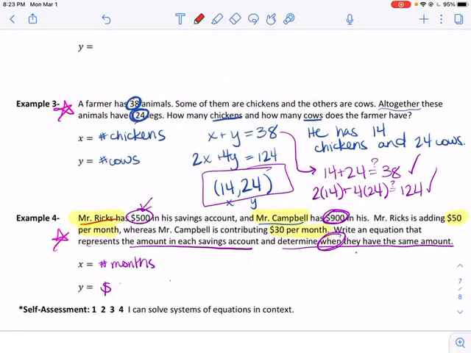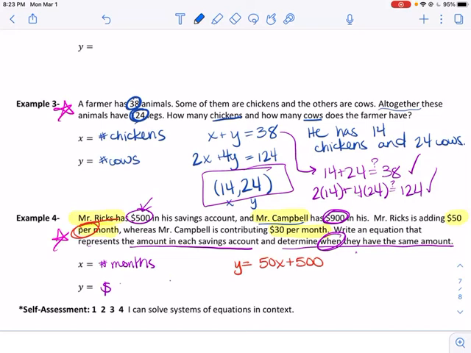So $500 in his savings account. Okay, so this is going to be a y equals mx plus b equation. And it says Mr. Ricks is adding $50 per month. So that tells me that's going to be my rate of change because of the per. If there's a per, that means it's multiplying times whatever the per thing is. And our per thing is x, so we're going to put 50x. And then he has $500 to begin with, so that's my initial value.